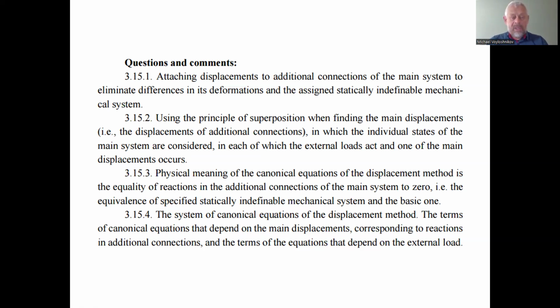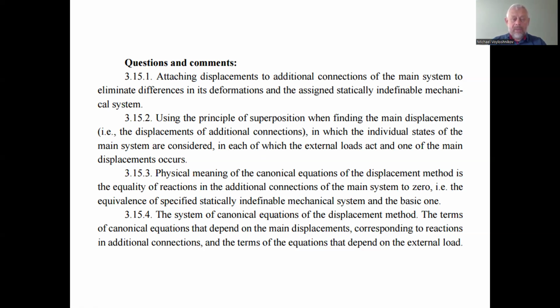3.15.2 Using the principle of superposition when finding the main displacement, that is the displacement of additional connections, in which the individual states of the main system are considered, in each of which the external load acts and one of the main displacements occurs. The main displacement is the displacement in the directions of the assumed extra connections we adopt when doing the main system of the displacements method of the assigned mechanical system.